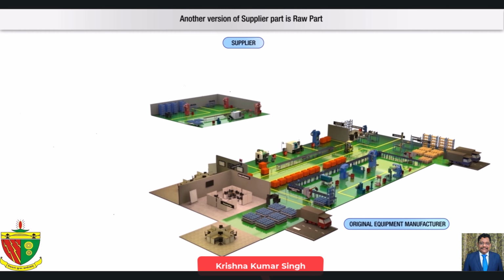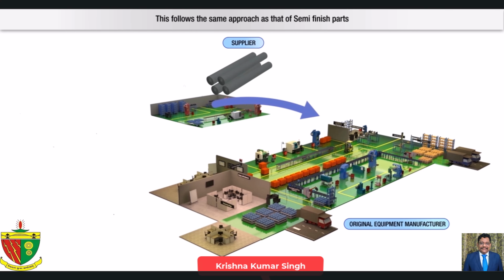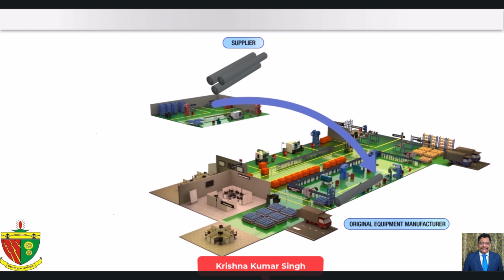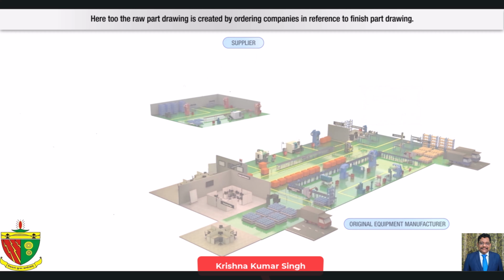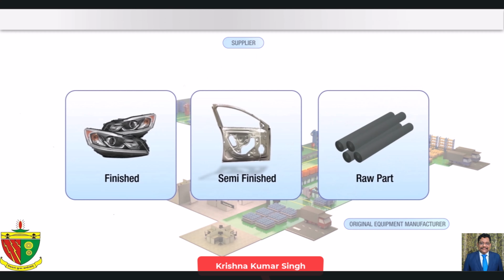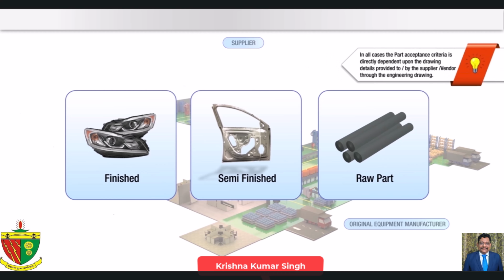Another version of supplier part is raw part. This follows the same approach as that of semi-finished parts. Examples may be, say, forging, casting, supplied to the customer by suppliers. Here too, the raw part drawing is created by the ordering company in reference to the finished part drawing. Note, in all cases, the part acceptance criteria is directly dependent upon the drawing details provided to or by the supplier or vendor through the engineering drawing.